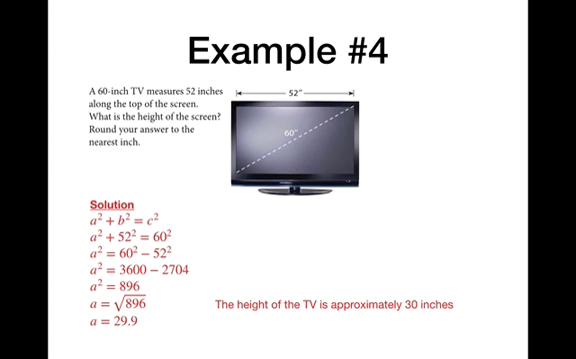So in this one, a 60-inch TV measures 52 inches along the top of the screen. What is the height of the screen? Okay, so when they measure televisions and they talk about it being a 60-inch TV, they're talking about the diagonal, from corner to corner. So what you're seeing in this diagram here is an obvious rectangular television, where it's 52 inches across the top, and the 60 inches is the distance going from one corner down to the bottom. And we're being asked, what is the height of the screen? Okay, round your answer to the nearest inch.